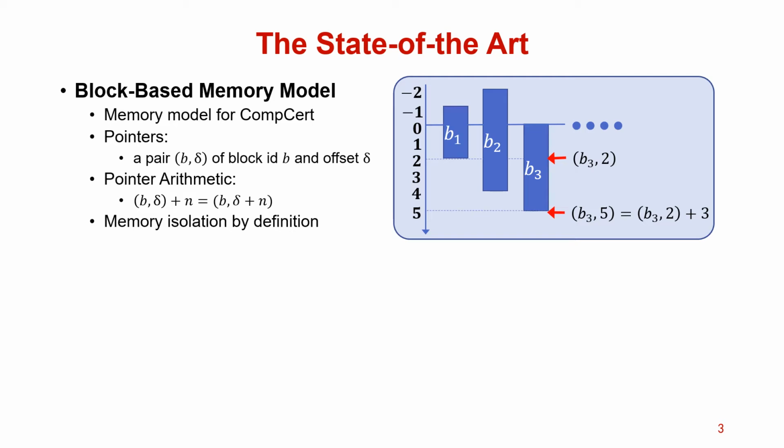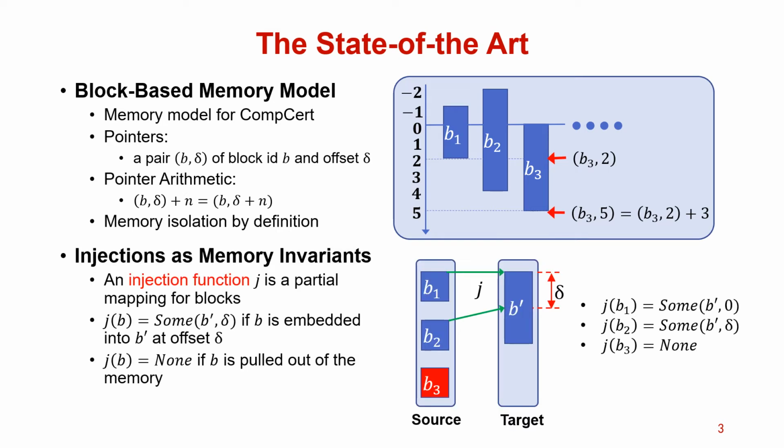The most widely used memory model is the block-based memory model for CompCert verified compiler. In this model, a memory state is represented as a collection of disjoint memory blocks, each with its unique identifier and a linear address space. A pointer is a pair of block ID and offset into the address. The pointer arithmetic is performed by adjusting the offset while keeping the block ID unchanged. This, by definition, provides the isolation between different memory blocks.